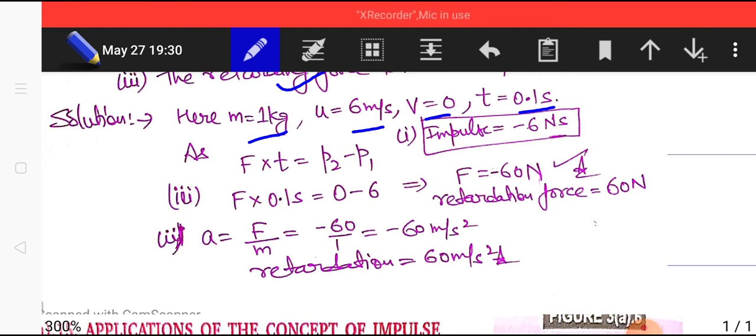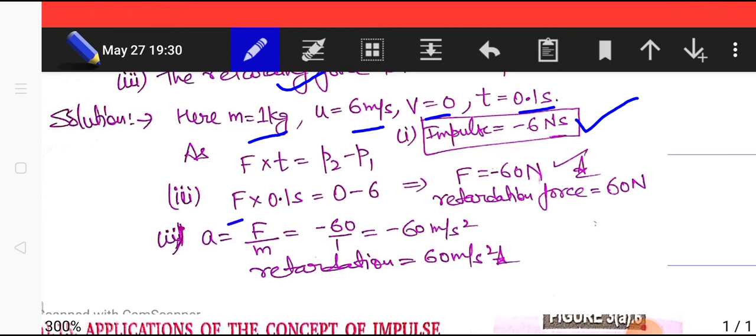So we know that impulse is equal to force into time or change in momentum. So we can easily calculate change in momentum. 1 into 0 is your final momentum and 1 into 6, m into u, is your initial. So 0 minus 6 is minus 6 Newton second is your impulse.